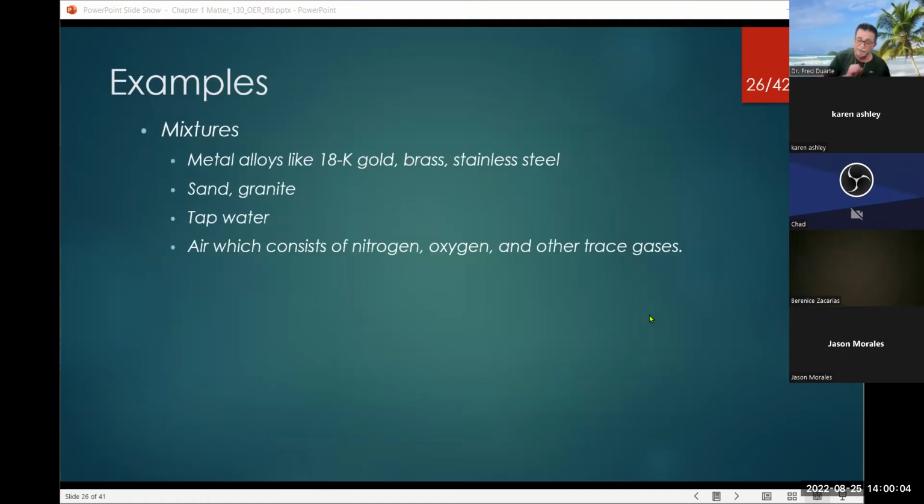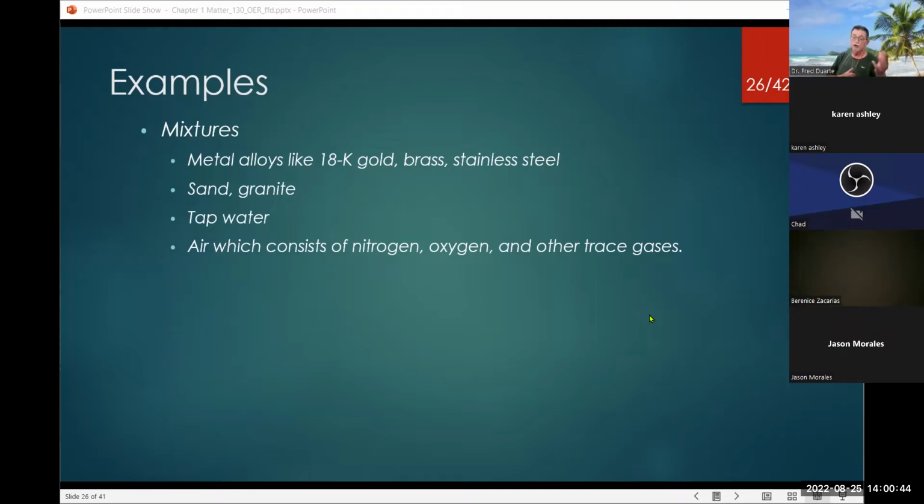So some examples of mixtures, okay? We have metal alloys, things like 18 karat gold. Your gold jewelry, for example, is not pure gold, right? Pure gold in itself is a very soft metal. It doesn't lend itself well to be made into jewelry because it doesn't have the strength. You make a ring out of pure gold, the first time you smash your hand, it's going to smash the metal. So what is done is other metals are put in there to make a mixture or an alloy. And obviously you can vary the mixtures to give you different properties.